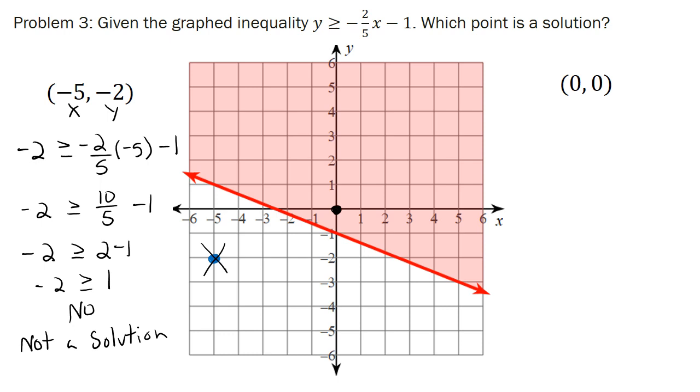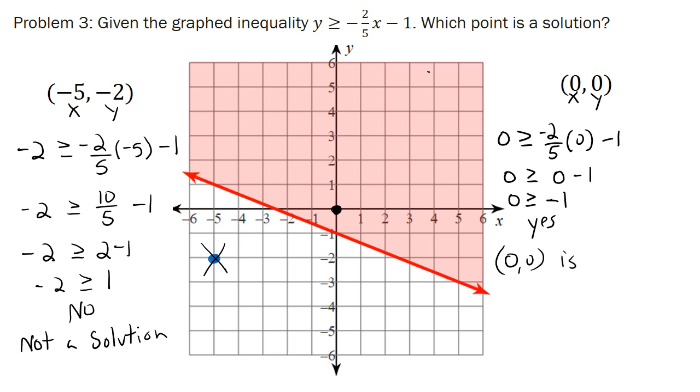I'm going to go ahead and check the point (0, 0). So once again, 0 for x, 0 for y. I'll have 0 is greater than or equal to negative 2 over 5 times 0 minus 1. Negative 2 over 5 times 0 is just 0. 0 minus 1 is negative 1. Is 0 greater than or equal to negative 1? Yes. Therefore, (0, 0) is a solution. That means this point right here is a solution.